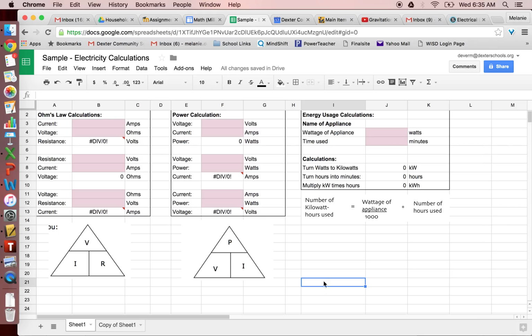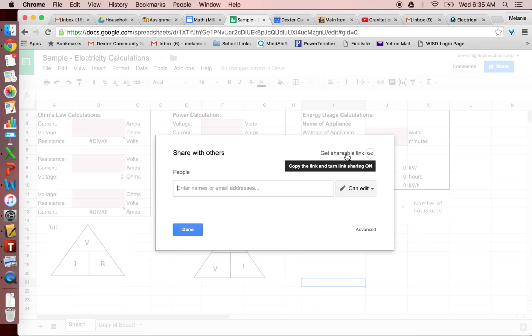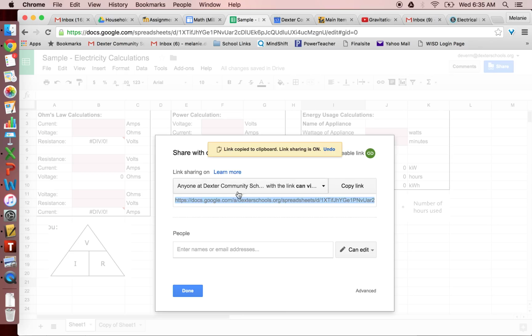When you're done, you're going to share this and turn it in to Schoology. Up here in the right, there's a corner that says Share. If you click on that, one of the things it'll give you is an option to get a shareable link. You do want the shareable link. You're going to copy that link there, and then you're going to turn that in Schoology.